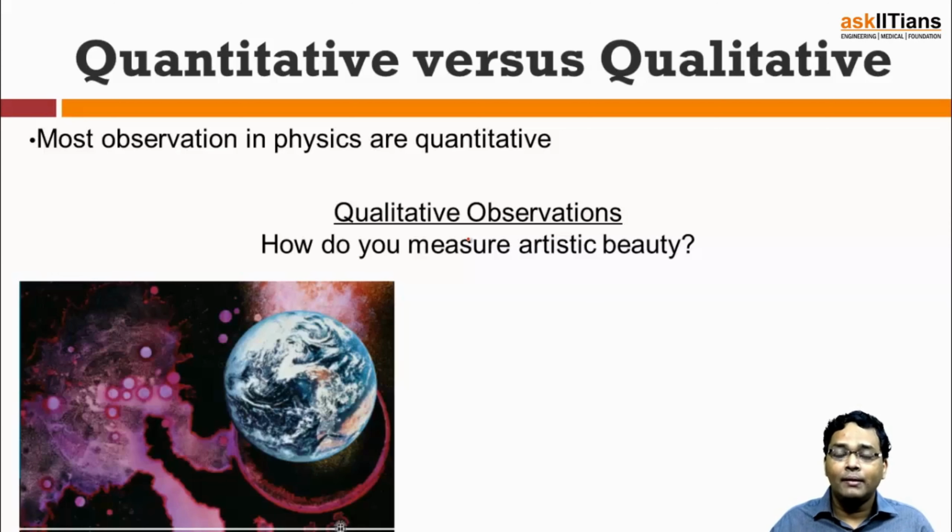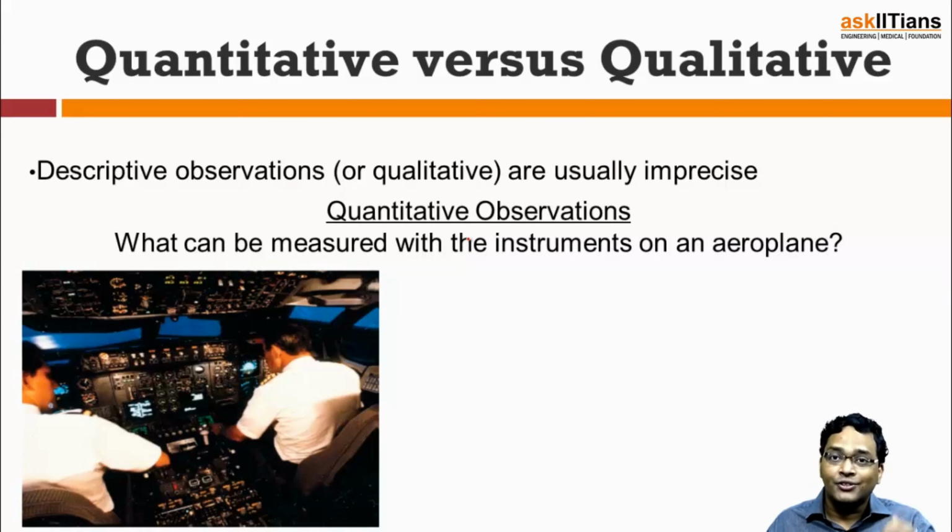So you cannot really measure the quantity of artistic beauty in it, right? So that is a qualitative measurement. Now if you have to measure it quantitatively, quantitative measurements are done using instruments. So what are the different types of instruments? For instance, if you look into the aeroplane dashboard, you see all sorts of humongous instruments in front of you, right? So they are instruments. Using instruments, you measure things.